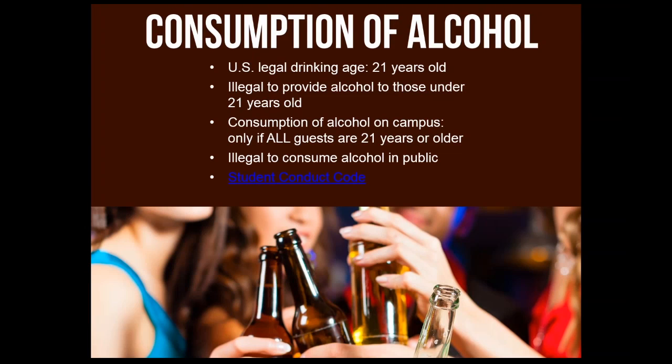One of the biggest adjustments our international students say they have to make when they come to the US is being very aware of the legal drinking age. As many of you may know, it is illegal to consume alcohol under 21 years in the United States. It is also illegal to provide alcohol to anyone under the age of 21. Alcohol at social gatherings on campus is only allowed if all of the guests are 21 years of age or older. Public consumption of alcohol, so having an open container outside on the street, is also prohibited.